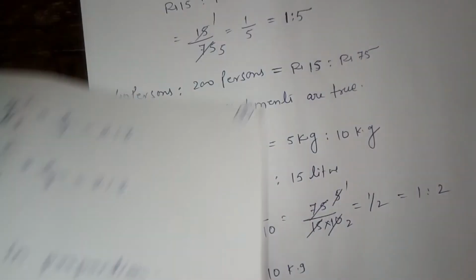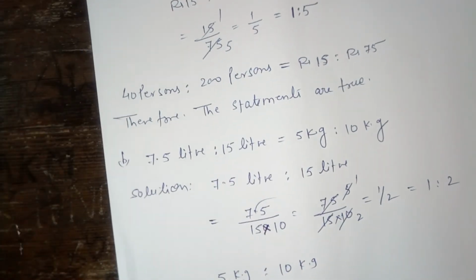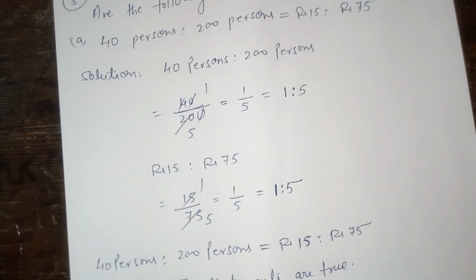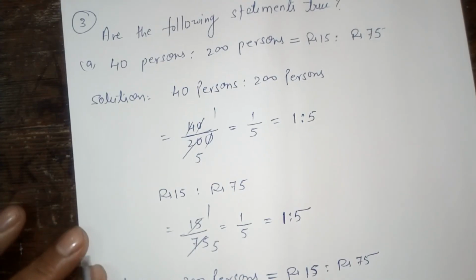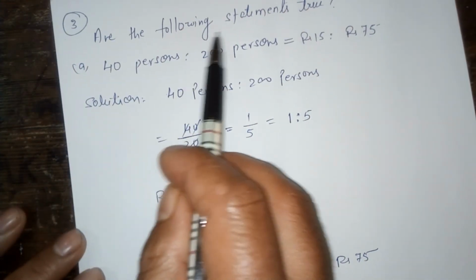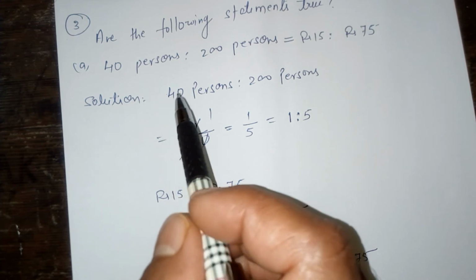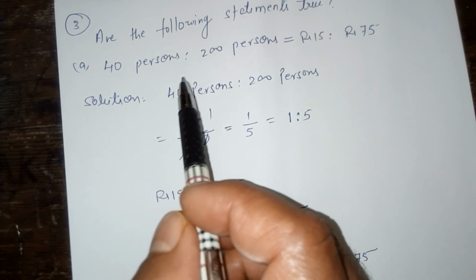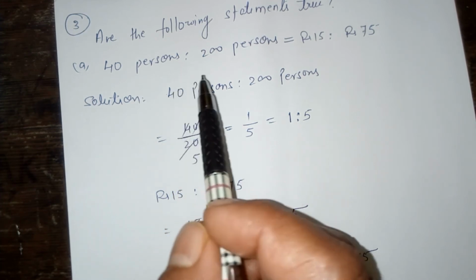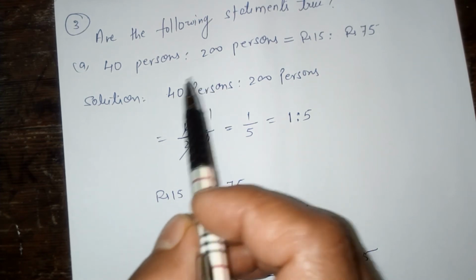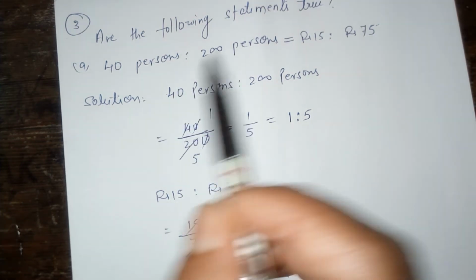Okay, again my dear students, we will discuss some other type of problems. This is question number 3. Are the following statements true? There are some numerical statements. After the calculation, we will find out whether the given statements are true or false.